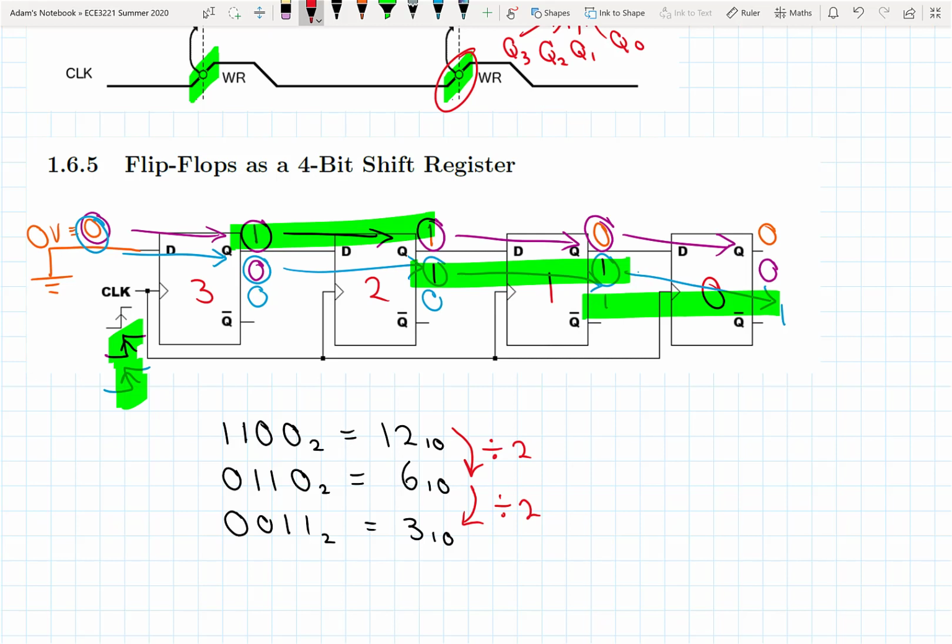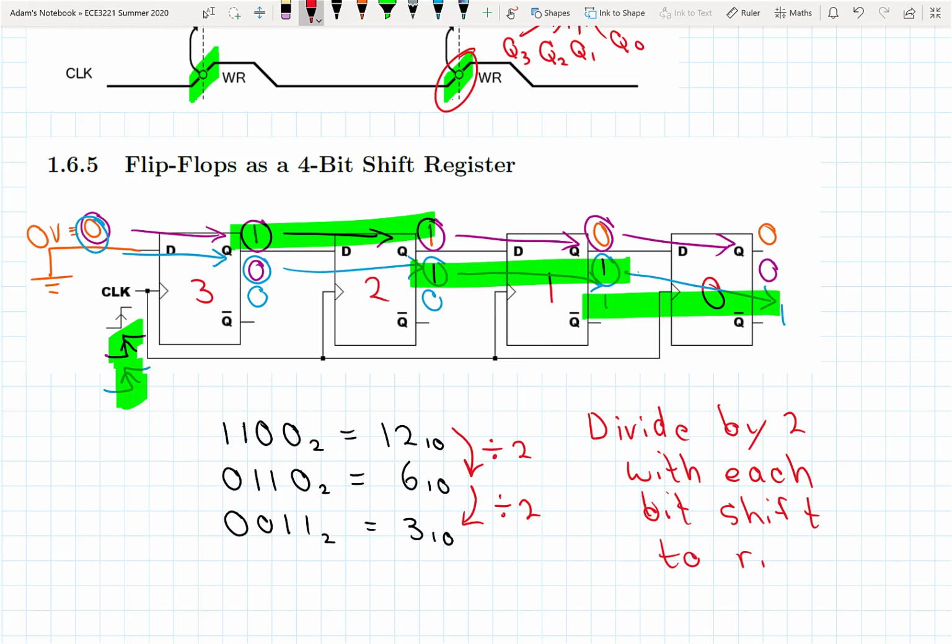Divide by 2 with each bit shift to the right.